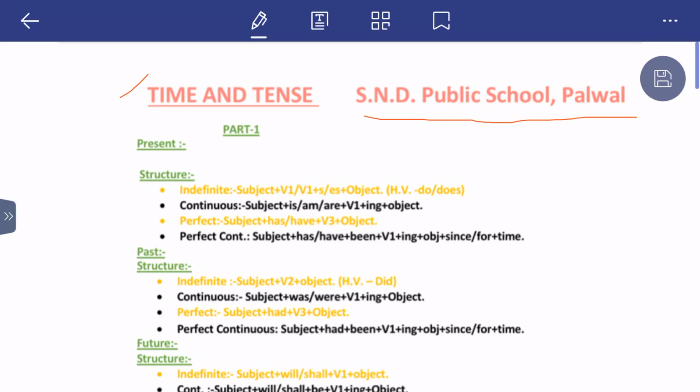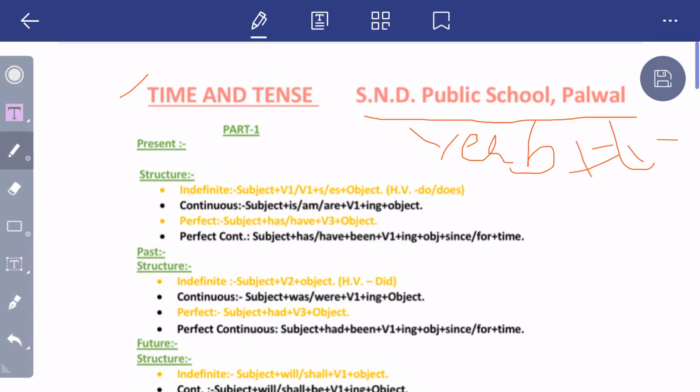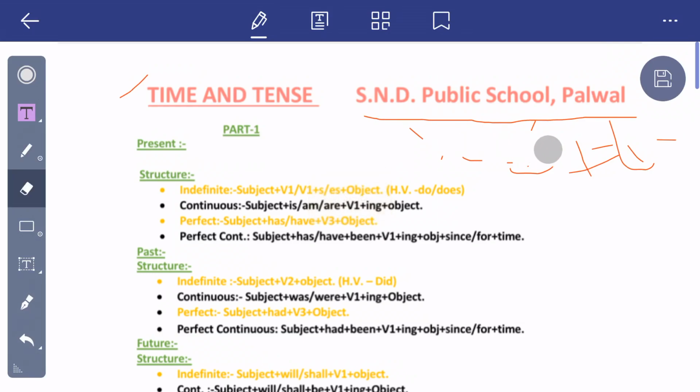Time and tense. What is the name of the topic, beta? Time and tense. Why have I said time and tense both? Because this is a combination. It is a combination of verb in relation to time. It is a relationship of verb in relation to time. That is why I have said it time and tense.